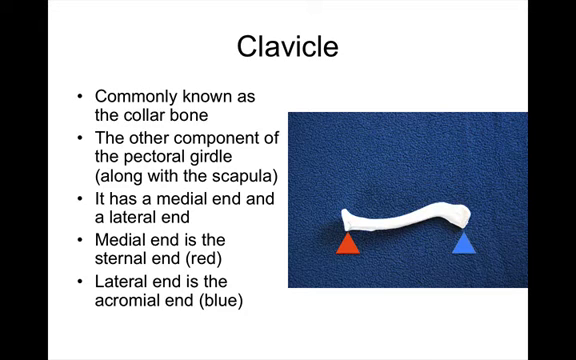The clavicle is commonly known as the collarbone, so along with the scapula is the other component of the pectoral girdle. So it has a medial end and it has a lateral end. In this picture to the right, the medial end is indicated by the red triangle, and then the lateral end is indicated by the blue triangle. The medial end is the sternal end. It anchors or connects to the sternum, which is the breastbone, and then the lateral end is known as the acromial end. It blends with the lateral part of the scapula, known as the acromion.